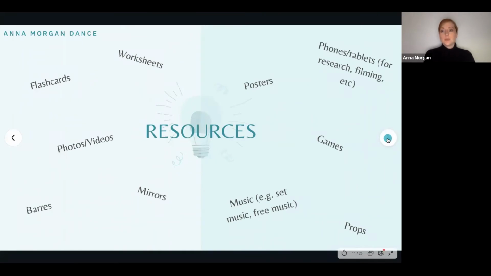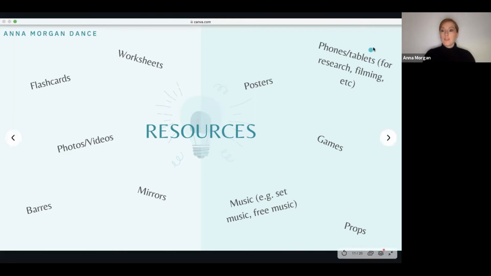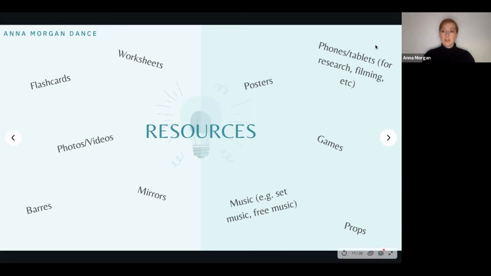So looking at resources, which is a teaching method, to use resources, just to give you some ideas. That could be flashcards, it could be spots on the mirror for when you're doing spotting, it could be pictures in the corner for changes of direction, it could be worksheets, bringing in photos or videos. Things in the studio that you're going to use, like bars or mirrors, count as a resource. If you were to do my little filming exercise that I just spoke about, the phone or the tablet or whatever, or the research that you're doing on those things, that phone or tablet would be a resource.